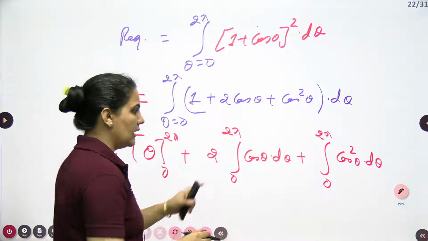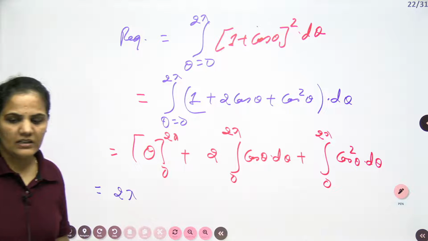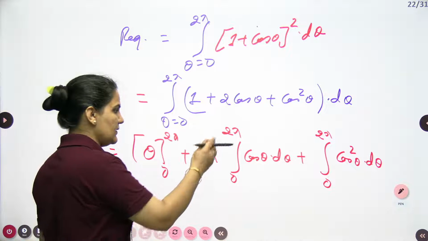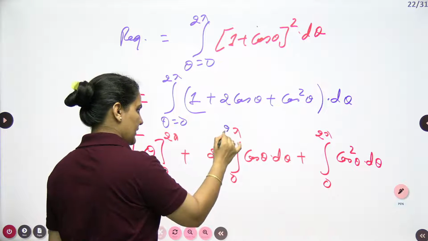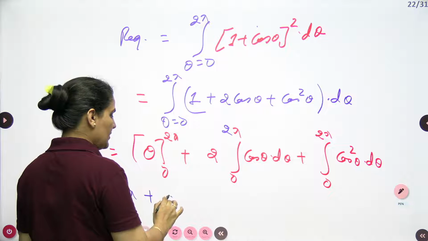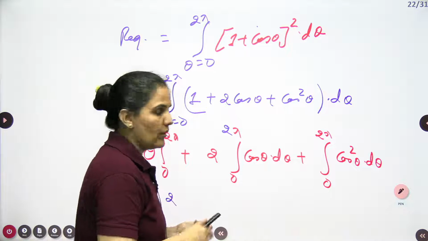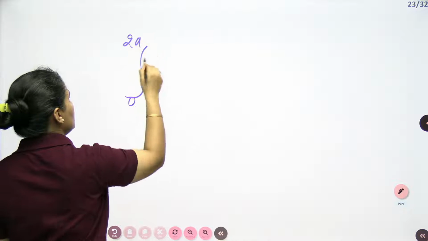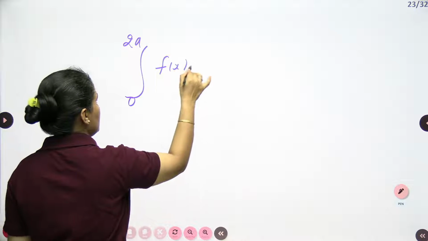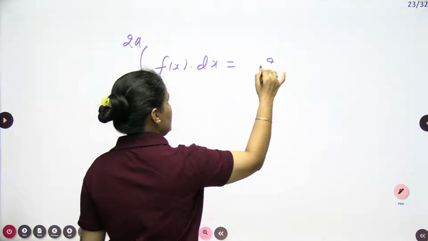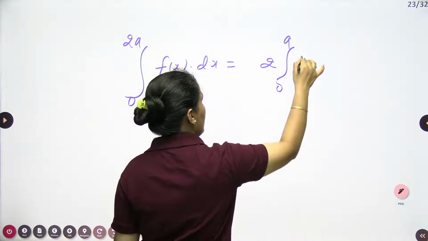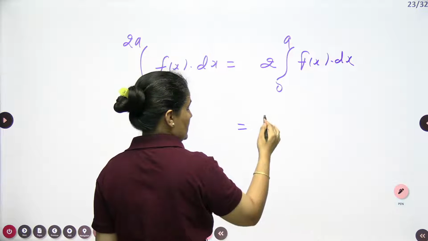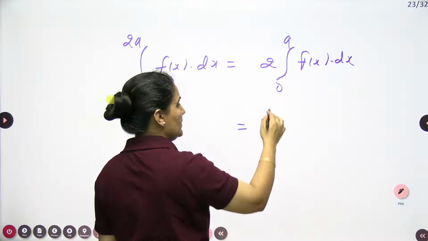Here I have cos square theta, so I want to make it easy. Right now this is the as it is step. I hope you guys remember this property of definite integral 0 to 2a: whenever we have any function f(x) dx, we can write it as twice the integral 0 to a of f(x) dx, or even if you want to make it more half, we can write it that way.